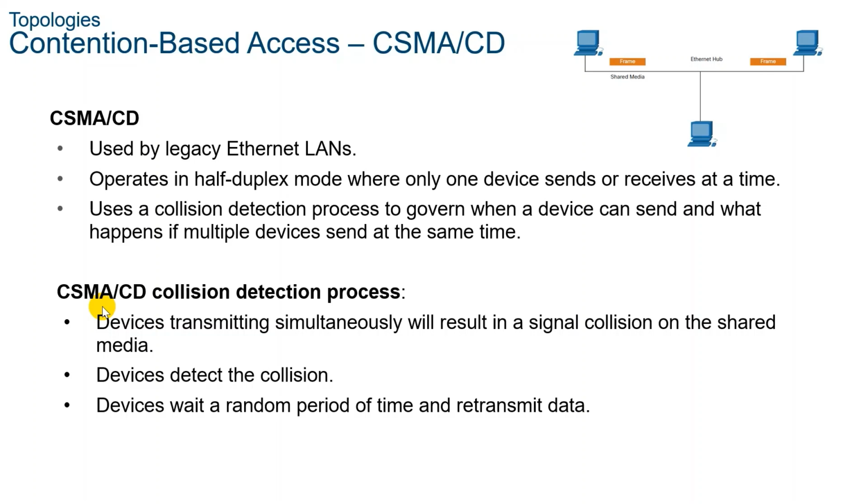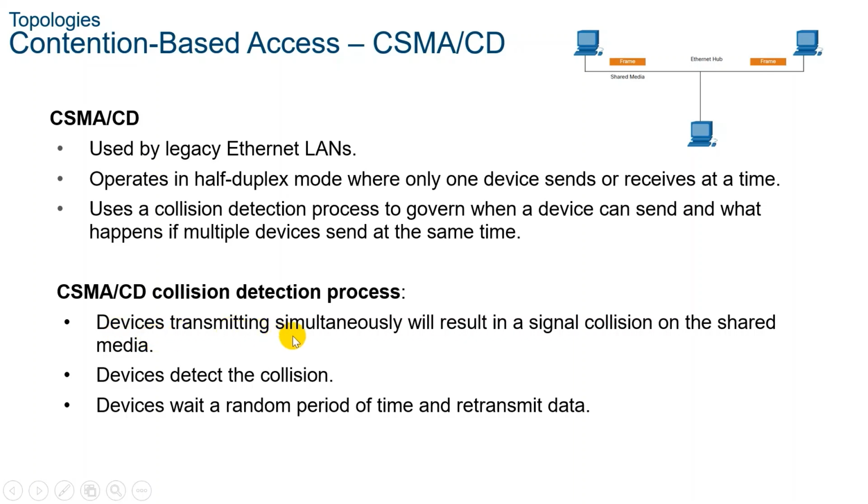CSMA/CD uses a collision detection process to govern when a device can send and what happens if multiple devices send at the same time. So there's what you call a data collision. If two devices happen to send data at the same time on the cable or on the medium, it would lead to a collision. And therefore, this function has a carrier detection feature. Now, the CSMA/CD collision detection process. Once there is a collision, this is what will happen.